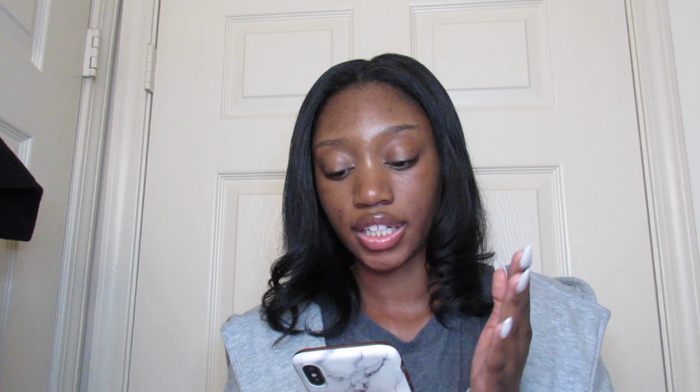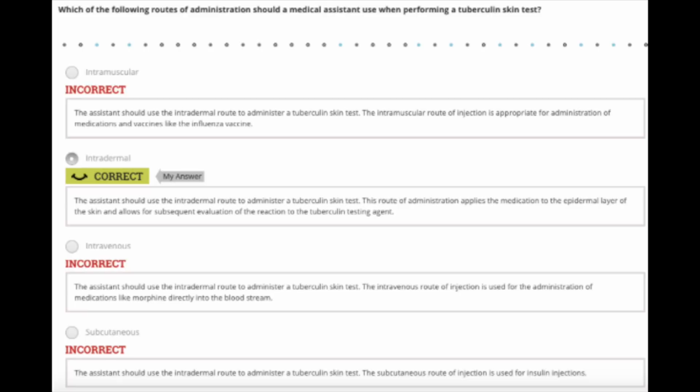Which of the following routes of administration should a medical assistant use when performing a tuberculin skin test? The answer choices are A, intramuscular, B, intradermal, C, intravenous, or D, subcutaneous. And the answer here for a tuberculin skin test is going to be B, intradermal.